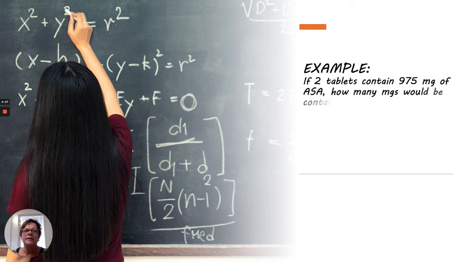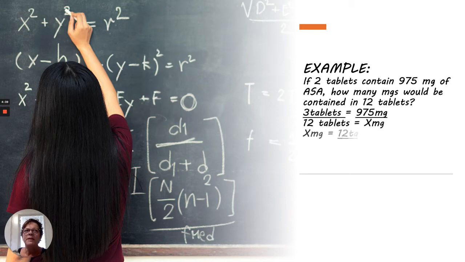So here's an example. If 3 tablets contain 975 milligrams of ASA, which is aspirin, how many milligrams would be contained in 12 tablets? So you set this up. 3 tablets over 12 tablets equals 975 milligrams over X milligrams. And then you solve for X. X milligrams equals 12 tabs times 975 milligrams divided by 3.